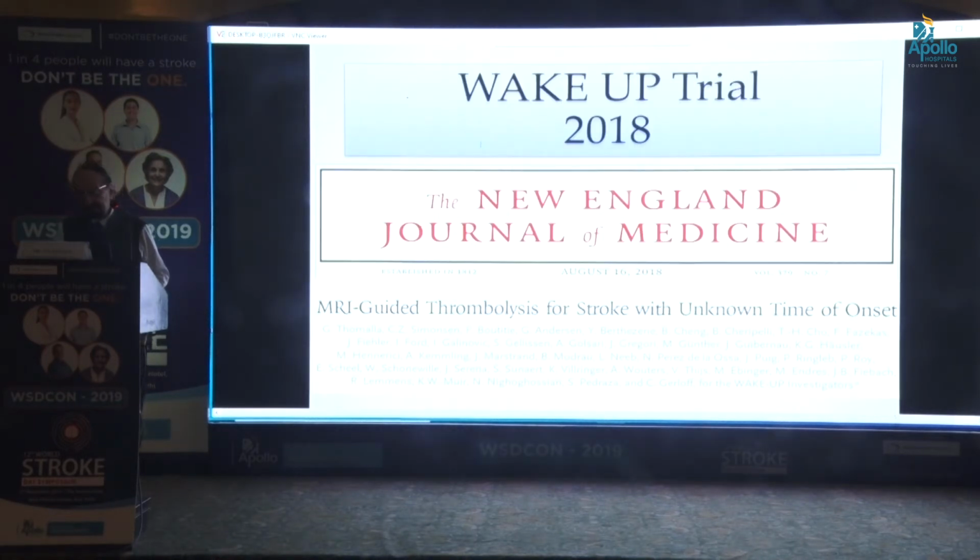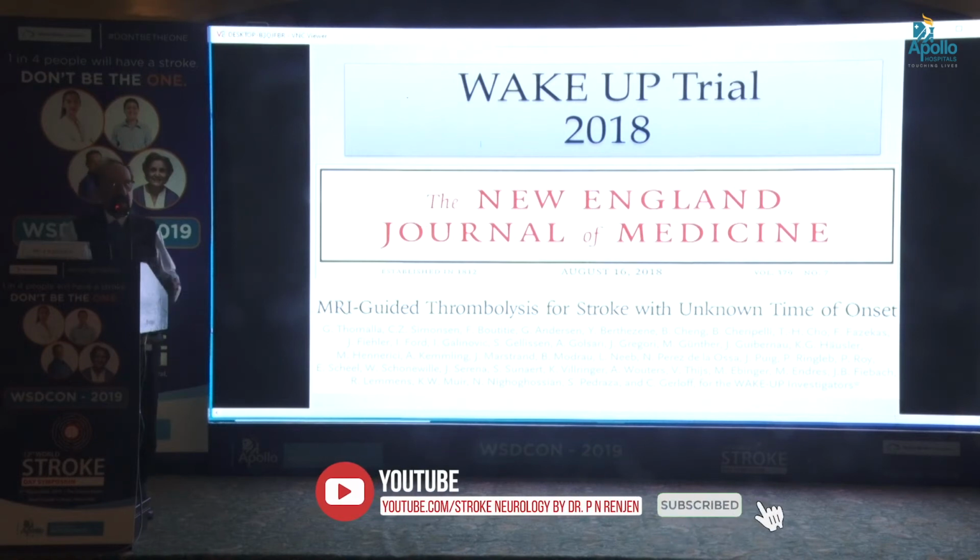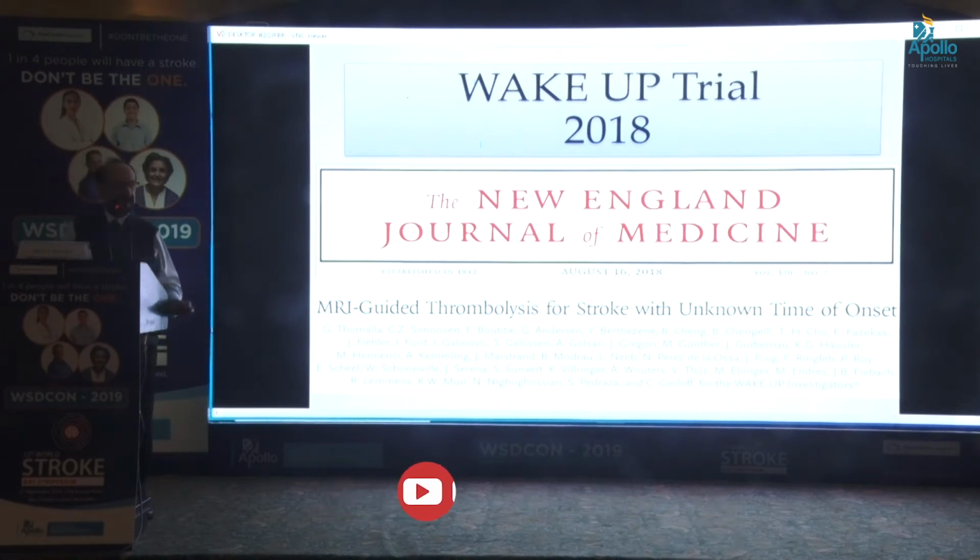So then came the very famous, which I think is an extremely nice trial according to me. I must have read it a couple of times. This was the MRI-guided thrombolysis of stroke with unknown time of onset. I know it's very common, at least in the Apollo Hospital, must be common in any hospital, that a patient lands up, "इनको लकवा हो गया जी, कितने बजे हो गया पता नहीं, सोए थे, उठे लकवा था." Now what do you do? Do you send him home? Do you try to find out how can I help this guy?